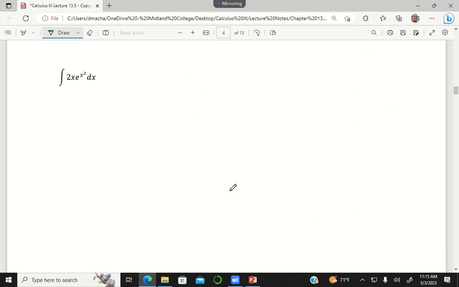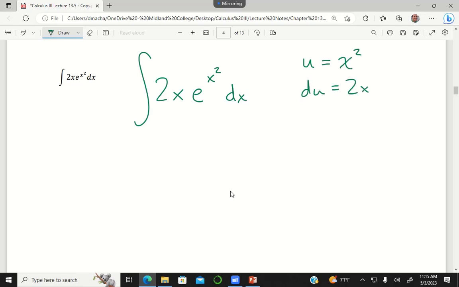Another place where we do this is when we do u substitutions. So if I have the antiderivative of 2x e to the power x squared dx, what's my u substitution that I'm going to try? X squared, and then du is equal to 2x dx.